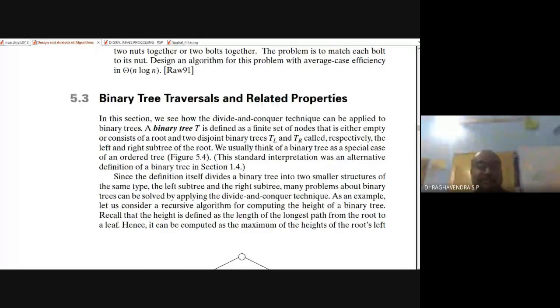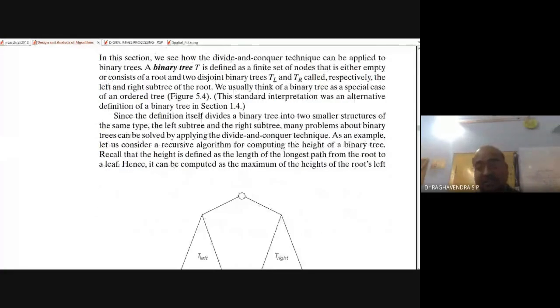That is, when we have a binary tree, it has a root, and then TL and TR. TL is what we call the left subtree, and TR is what we call the right subtree. This is how we can solve. So the definition itself divides a binary tree into two smaller structures of the same type, the left subtree and the right subtree. Many problems about binary trees can be solved by applying the divide and conquer technique. We can solve many related problems like tree traversals by using divide and conquer.